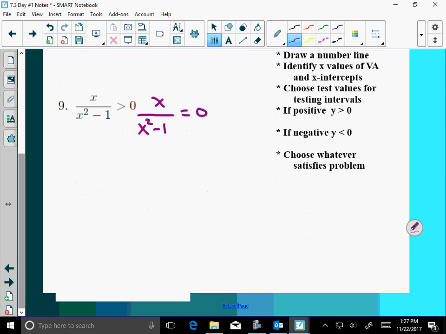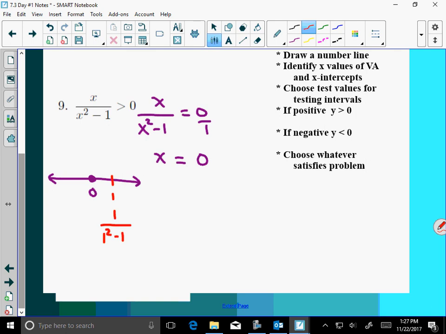Where would it equal 0? Well, I'm going to cross multiply. So I get x equals 0. It only equals 0 in one spot, when x equals 0. Then I draw myself a number line where this is 0 at 0, and I'm going to test to the left and to the right. Let's test the number 1. If I plug 1 into this equation, I get 1 over 1 squared minus 1.